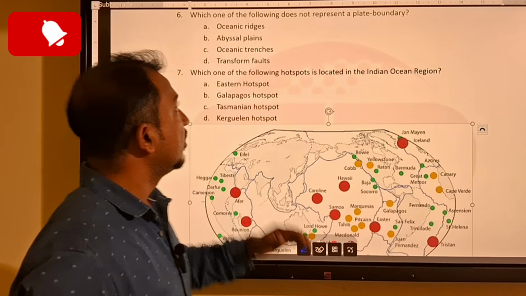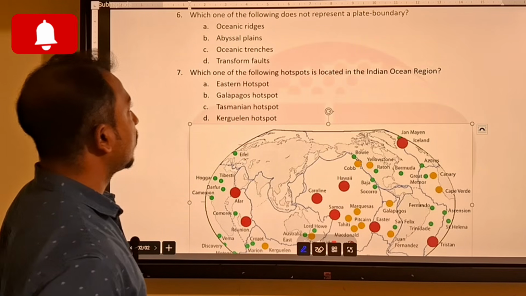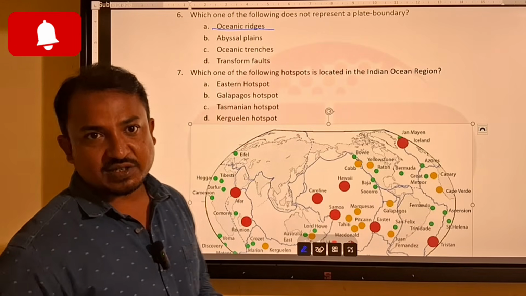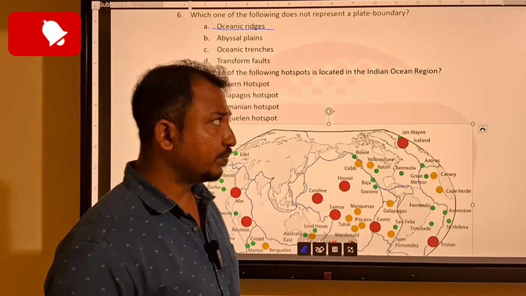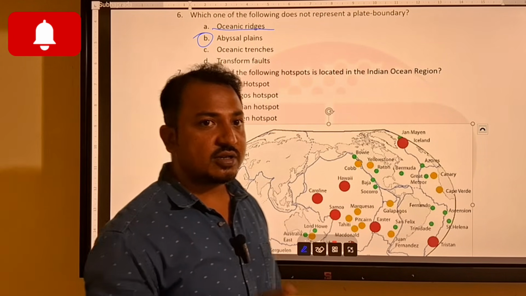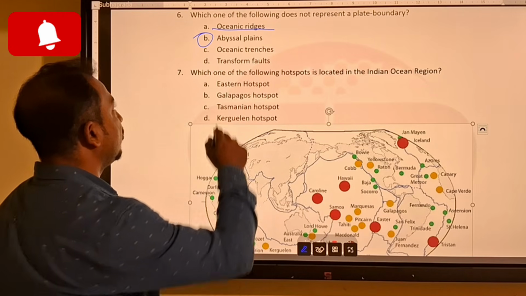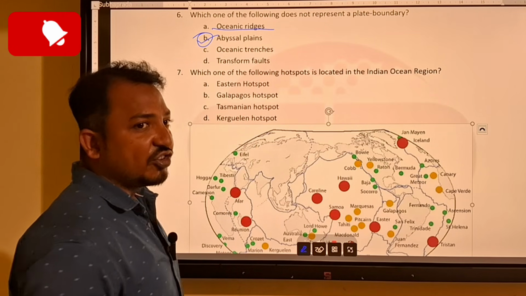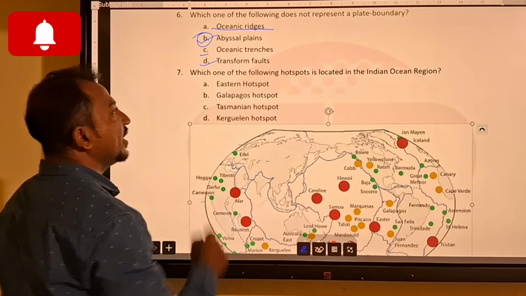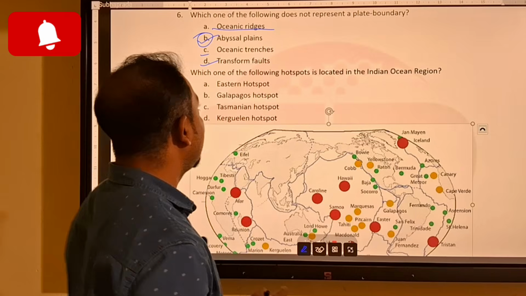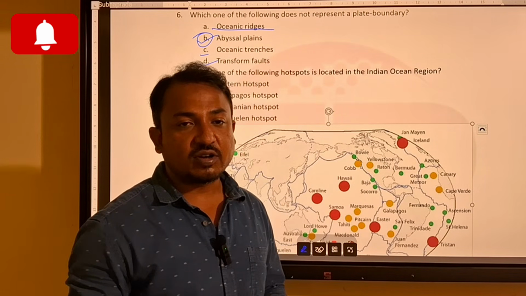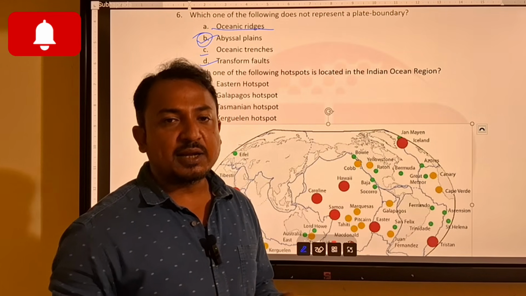Which of the following does not represent a plate boundary? Oceanic ridges are produced during divergence of oceanic plates. You can take the example of the East Pacific Ridge. Then abyssal plain is the deep sea plain. It does not indicate any plate boundary. So this will be the answer. Oceanic trenches are at convergent plate boundaries. Transform fault also indicates a plate boundary. So abyssal plain is the deep sea plain, which does not indicate any plate boundary.